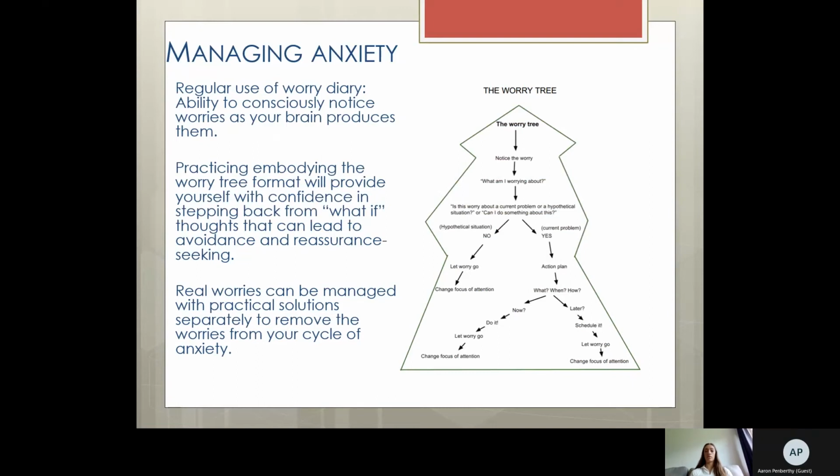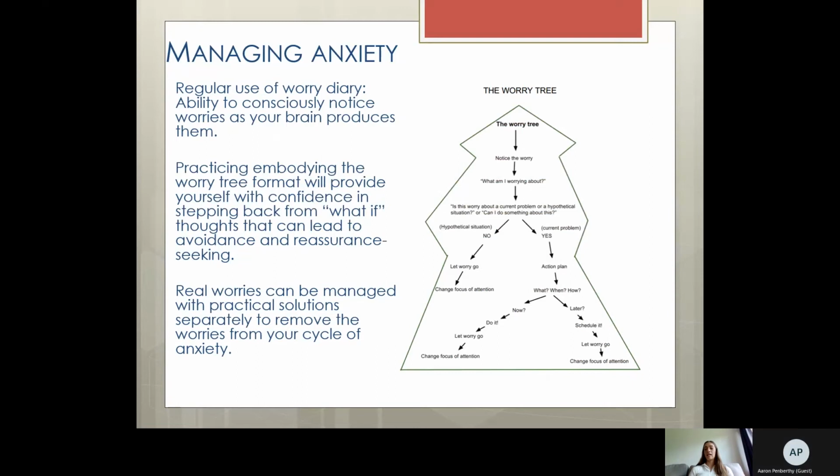And you can follow the worry tree down, following yes or no. If it is something we can do, we can solve this worry. Because real worries in the here and now can be managed, and we can come up with practical solutions to solve the worry, which will obviously remove it from your mind. You won't think about it anymore as you've solved it. But some worries go down the no side of the worry tree because they aren't solvable. As Aaron gave some examples about, what if my car breaks down in the future? That's not something we can really solve here and now.